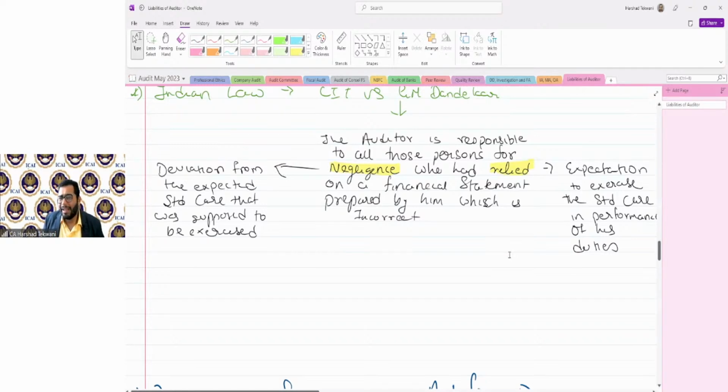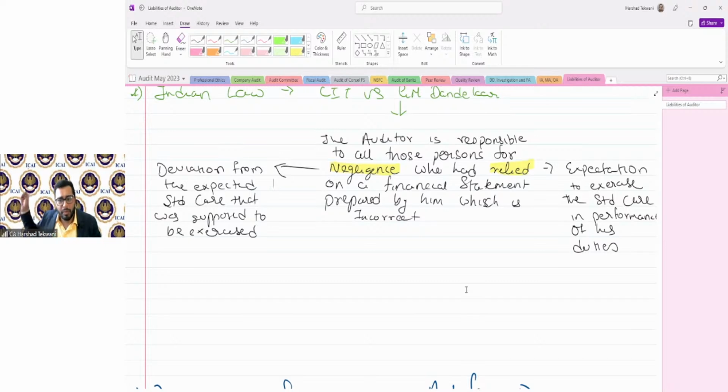Now, while checking the arithmetical accuracy in case of an agreed upon procedures, it is not expected from me that I will perform the audit. If the person has relied upon the financial statement with an expectation that this is an audited financial statement, whereas I have specifically mentioned that this is an agreed upon procedure where I have only checked the arithmetical accuracy, in that case there is no deviation from the expected standard care. The expected standard care in the assignment was to check the arithmetic accuracy. Okay, so this is the very important thing that we need to understand. There is a negligence, meaning deviation from the expected standard care.